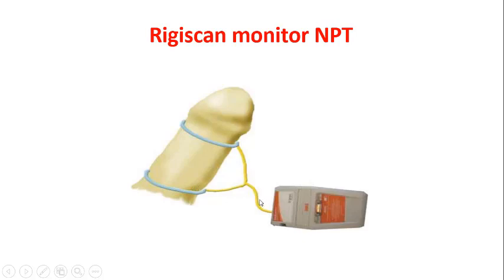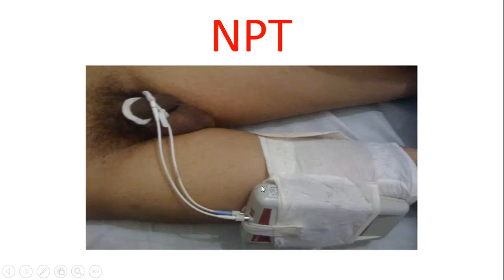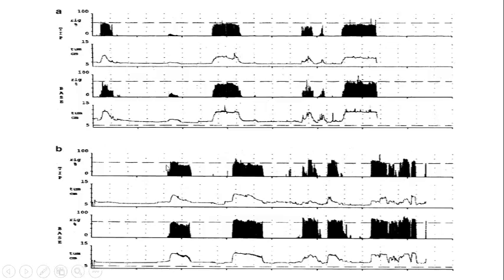And the patient is allowed to sleep in the hospital at least 8 hours nightly. And the device is wrapped around the thigh of the patient. And in the morning, the technician will print the report. The report will give you the number of rigid erections and the rigidity of the erection.